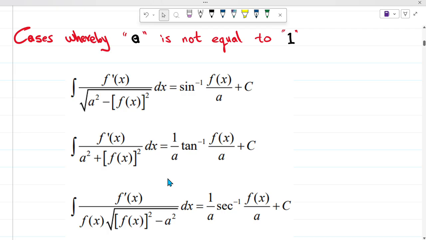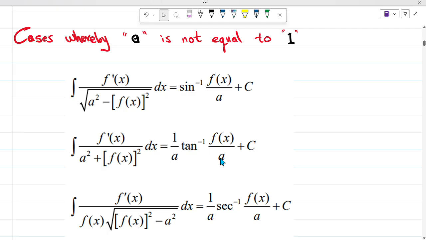Sometimes there are cases whereby our a is not equal to 1. So a could be something else, could be 4, 3, whatever number except 1. You understand? So we need to make use of these formulas. If you don't want to make use of these formulas, then you can... let me see.